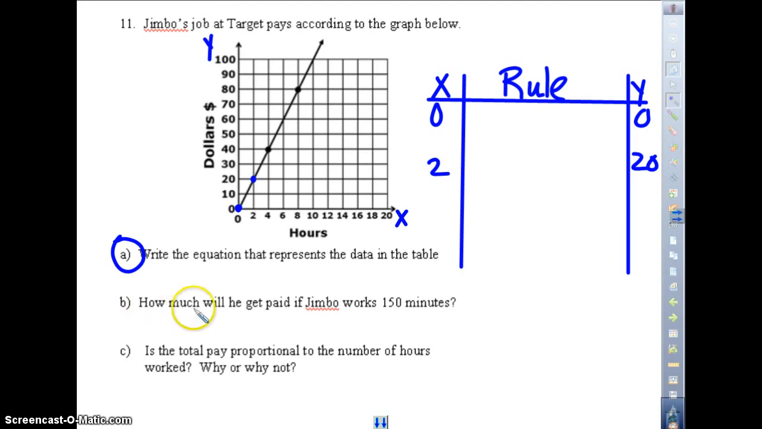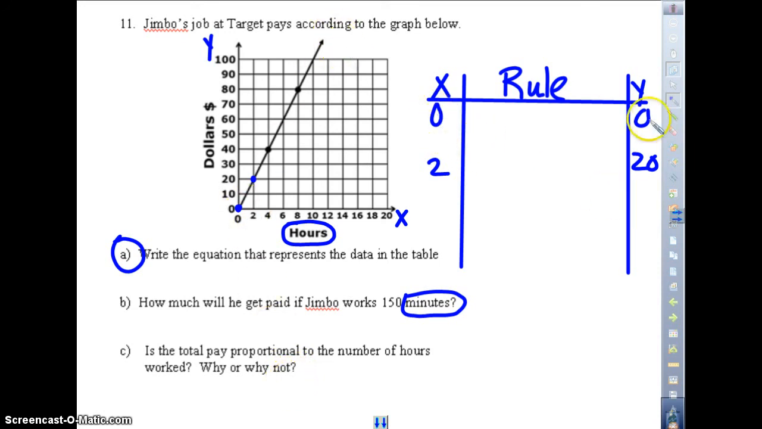Answer the next question. How much will he get paid if he works 150 minutes? Now be careful here. I just noticed, it says 150 minutes, but this is in hours. So you're going to have to do a little converting on that one. And then answer the question, is the total pay proportional to the number of hours worked? Why or why not? I can tell from the graph.